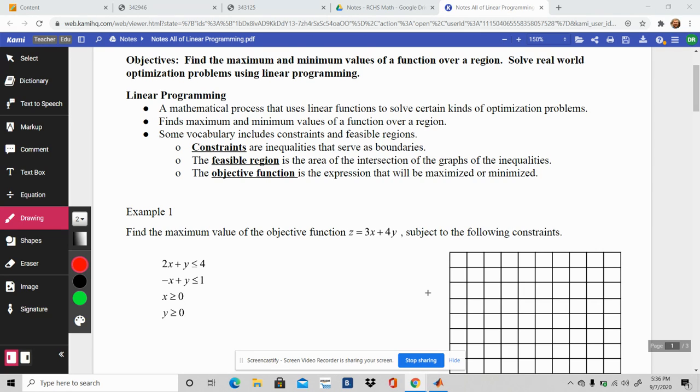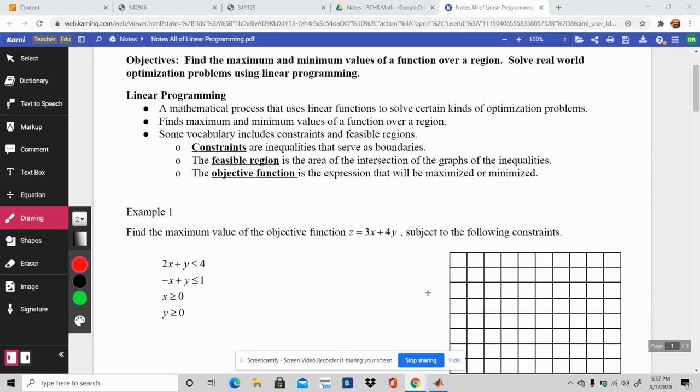Some vocab that you need to know are constraints. Those are the inequalities that serve as your boundaries, because you're not going to have unlimited supplies or unlimited access to things. So there are going to be some constraints which you'll need to take into consideration. Once you've graphed those constraints, where all of those constraints overlap is what's called the feasible region. That's the intersection of the graphs of the inequalities.